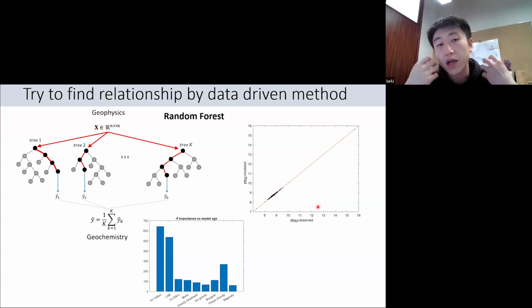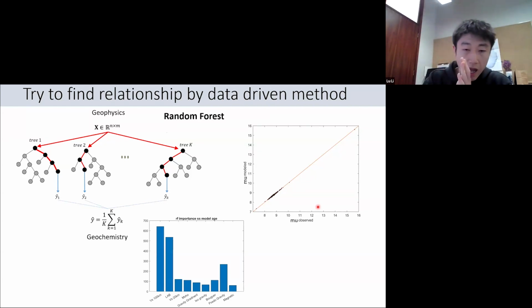So basically, we're going to use the importance metric from the random forest as a tool to tell us whether the geophysics and geochemistry have a relationship, and if they do, which type of information really drives this relationship. Okay, that's basically the introduction, and then we can look at the data.